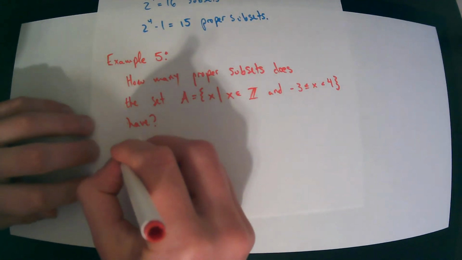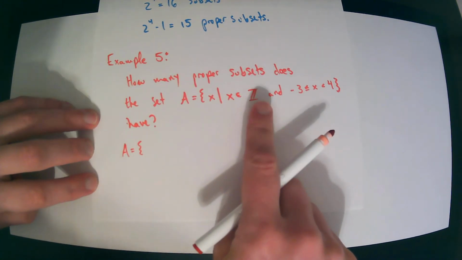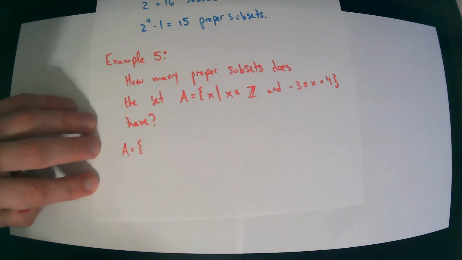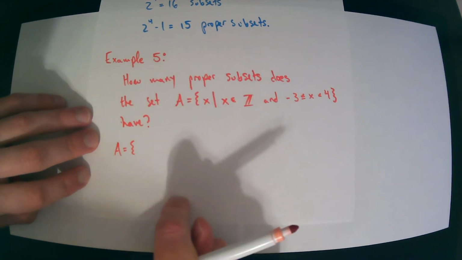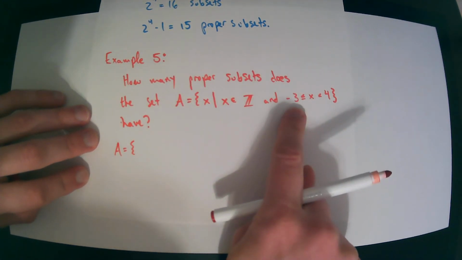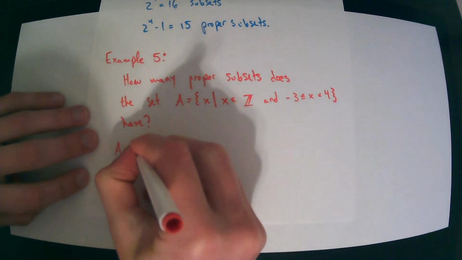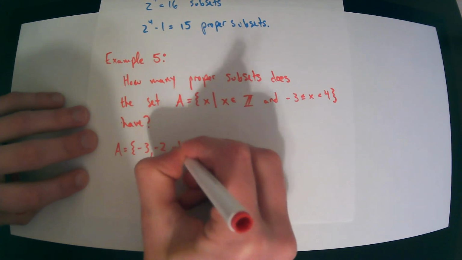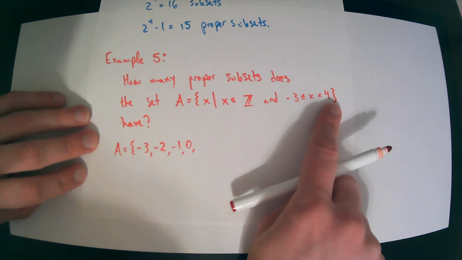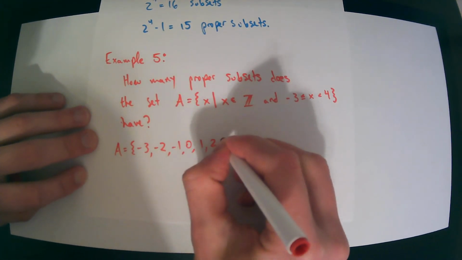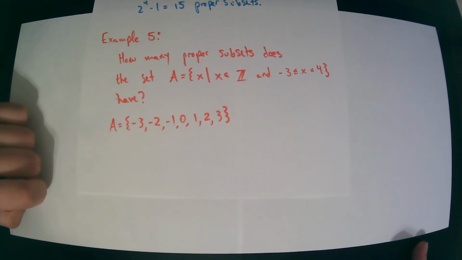Well, let's list A in roster notation. Okay, gotta remember what integers are. Those are the whole numbers, 0, 1, 2, 3, and the negative whole numbers, like -1, -2, -3, etc. So, what's the smallest number in this set? The -3. It says x is greater than or equal to -3, so -3 is in the set. In fact, that means -2, -1, 0. When am I going to stop? Well, x is less than 4, so 4 is not in the set, but 3 is. There it is. There's the set in roster notation.